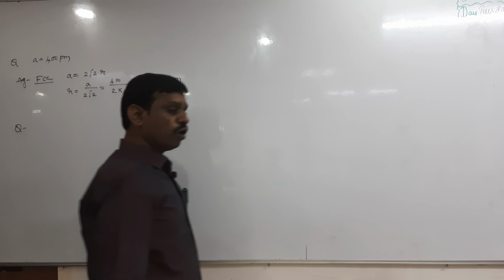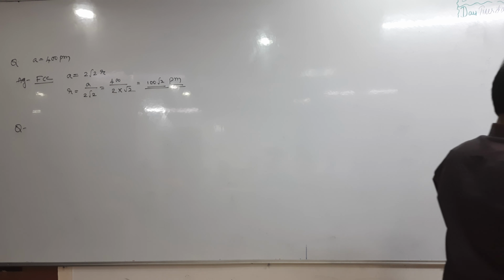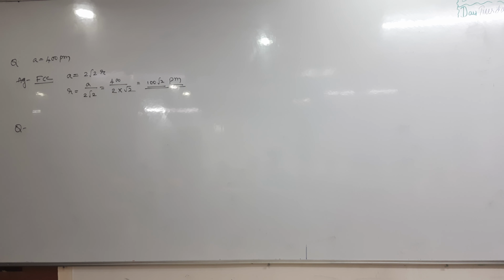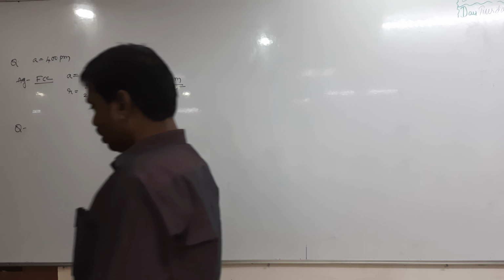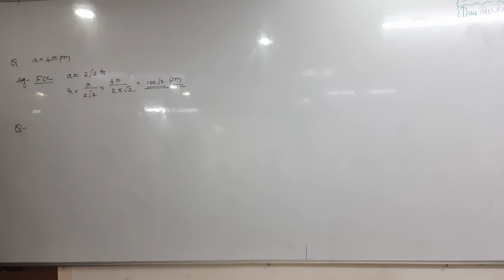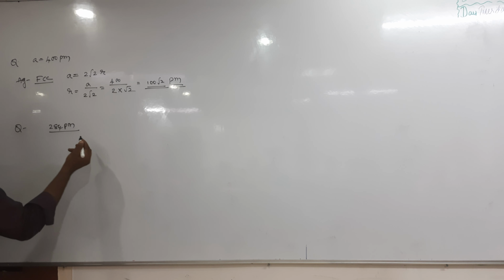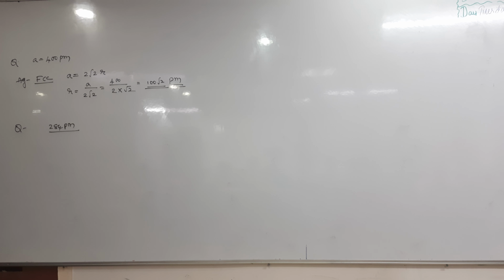And copper crystallizes in FCC lattice. Copper crystallizes in FCC lattice, the radius of copper is 284 picometer. What is its edge length? Radius of copper is 284 picometer. What is its edge length?